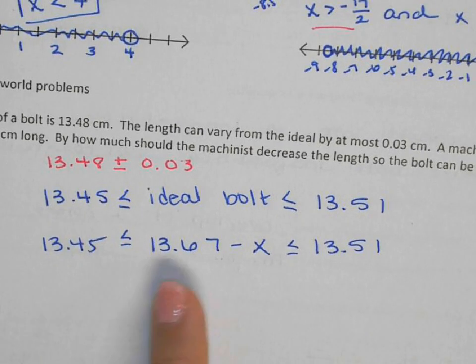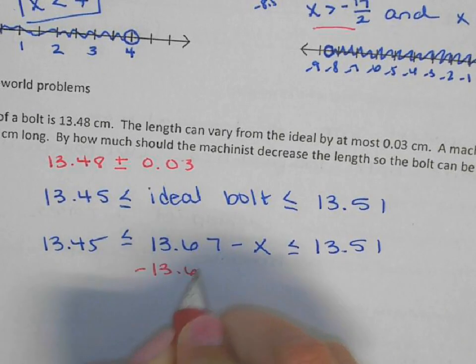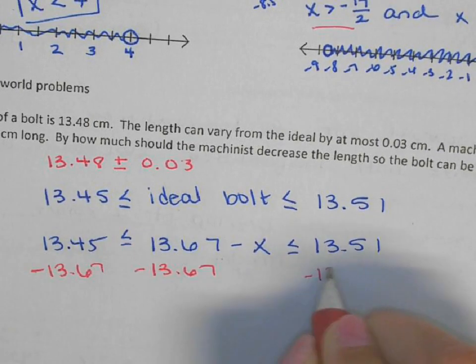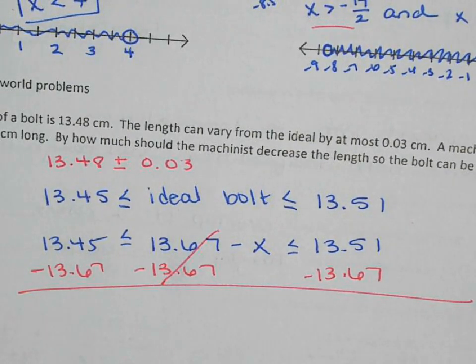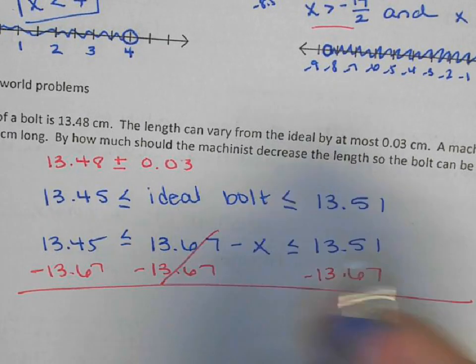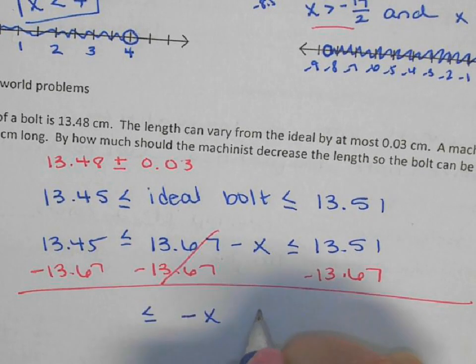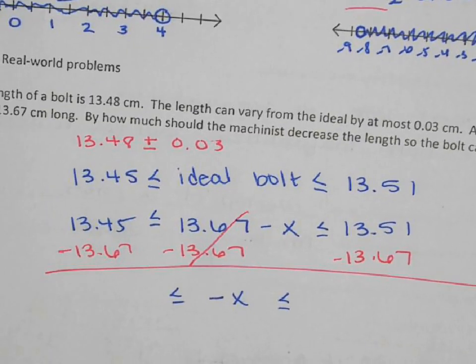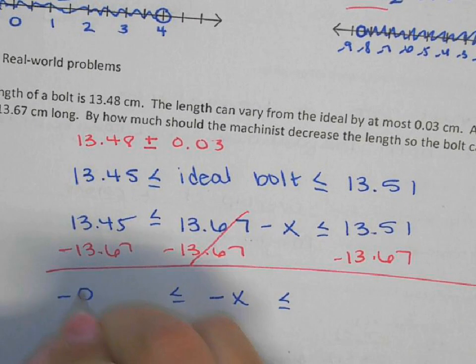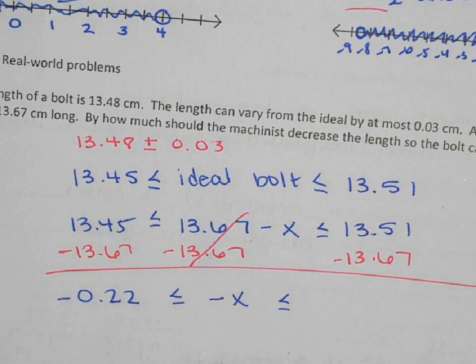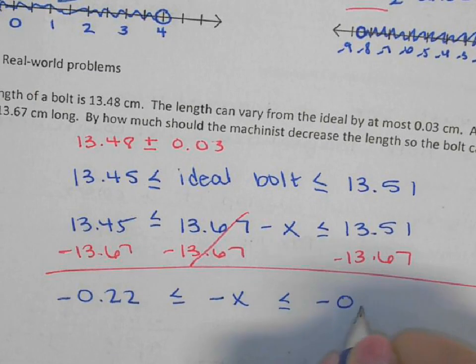So the first thing that we're going to do is we have to subtract that 13.67 from all three parts. Now, in the middle, what is left? Not x. What do you have? Negative x, because it was subtracting x. So you can't forget that negative. That's often forgotten, but it cannot be forgotten. Over on this side, we have negative 0.22. Negative 0.16.